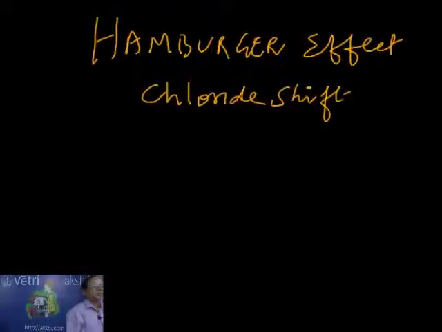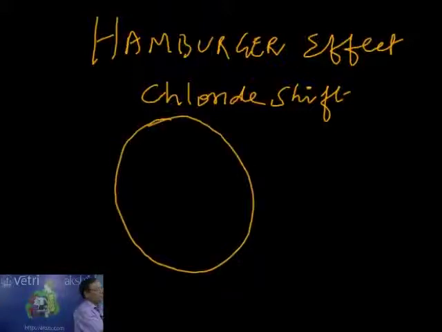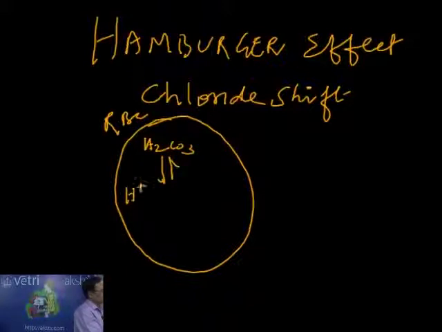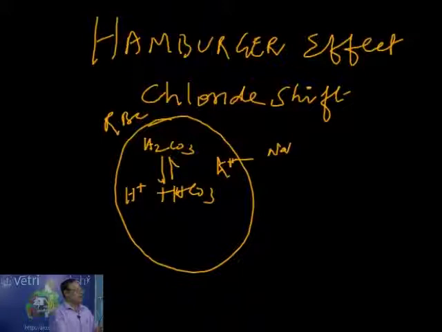What is chloride shift? Inside the RBC, we have the formation of carbonic acid from water and carbon dioxide. It immediately dissociates to form hydrogen ion plus bicarbonate ion. Once the RBC cytoplasm is loaded with bicarbonate ions, so inside we have potassium ions and outside we have sodium ions. This is what we normally have in the plasma. This is plasma and this is the RBC.